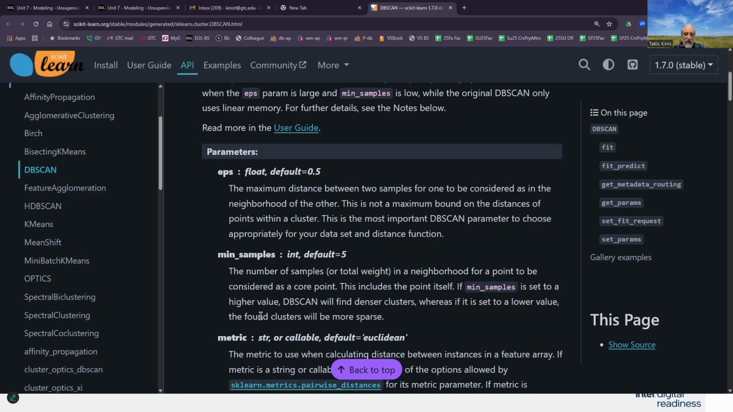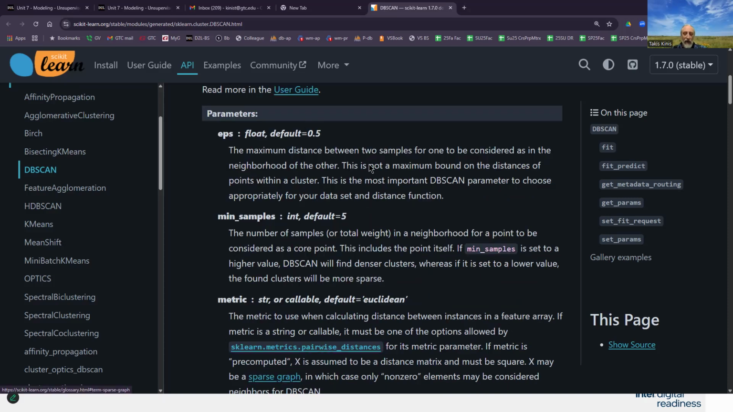And if the minimum samples is set to a higher value, DBScan will find denser clusters, whereas if it's set to a lower value, the clusters will be more sparse. But if 5 is the default, you can see that if you want stuff to be more dense, a higher number is going to help you. Okay, so that's kind of the point of it.